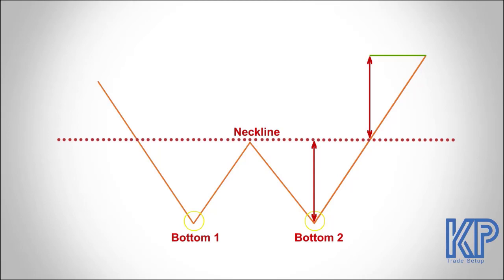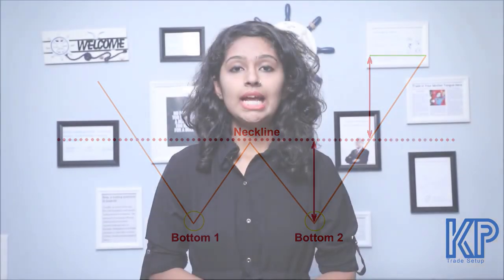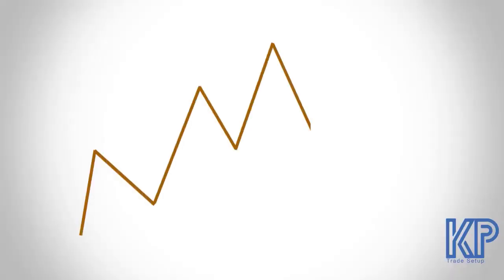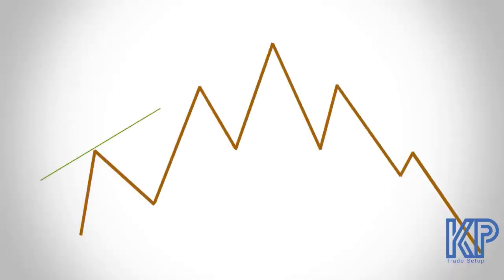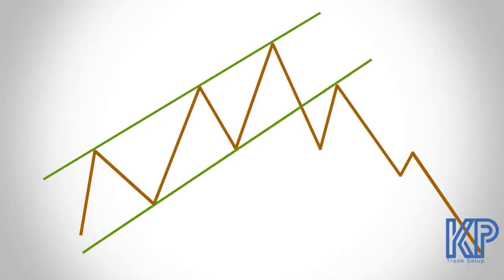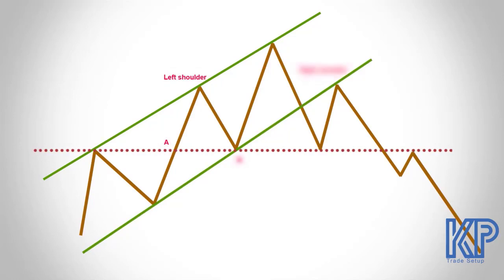You all must want to know the meaning of neckline. The low points of each peak are ruled in a straight line which forms a neckline. The head and shoulder is the most reliable pattern which helps the traders to identify the reversal. This pattern has three peaks. The middle peak is the head because it's the highest peak, and the additional two side peaks are the left and right shoulders because they are low as compared to the head.